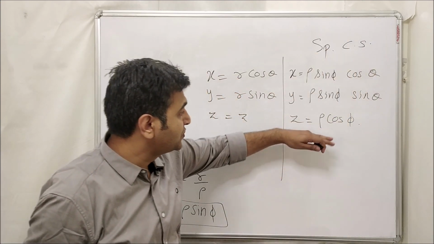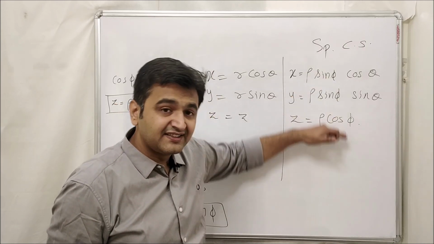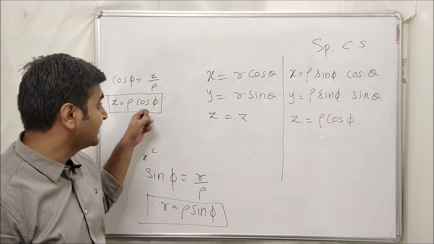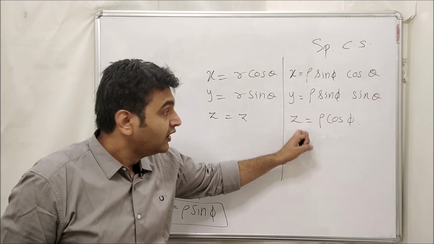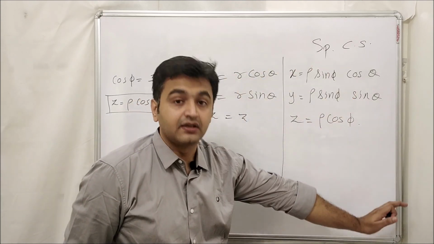So usually students directly see this and they get scared. So don't worry, it's very simple. Just keep these 2 points in mind, your job is done. So this was about the transformations from Cartesian to spherical.